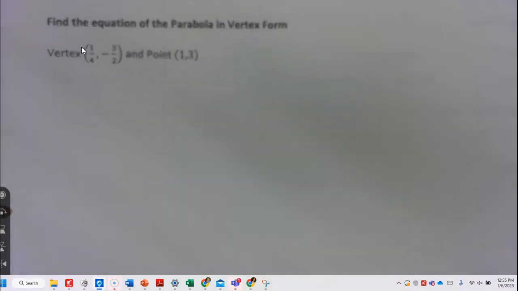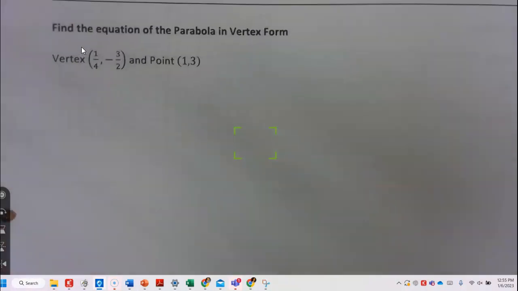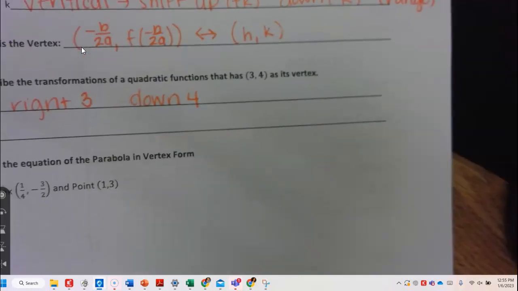We can convert an equation from one form to another. We can also write an equation.